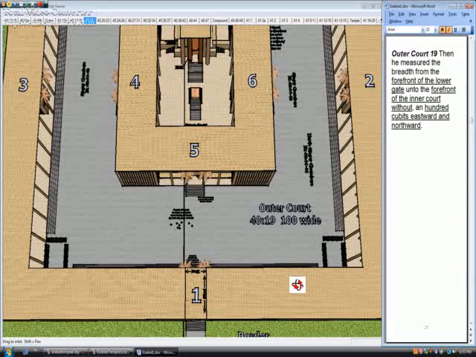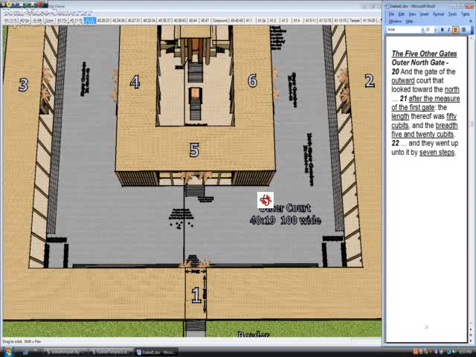He measures the outer court from the forefront of the lower gate here unto the forefront of the inner court without, in other words, the outside of the inner court. 100 cubits eastward, right here, and 100 cubits northward. So the inner court was 100 cubits all the way around.